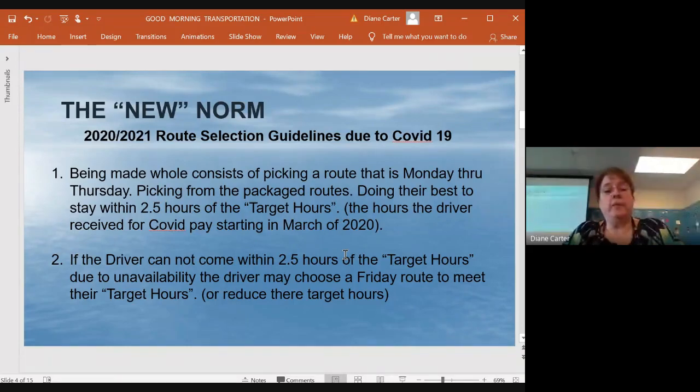If the driver cannot come within 2.5 hours of the target, the driver may choose a Friday route to reach their hours, or the choice of reducing their target hours. So if there is nothing here on the table that can get you up to those hours, then we will discuss what we're going to do to get you up to your hours within 2.5 hours.